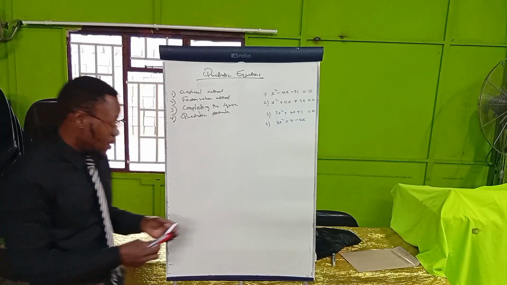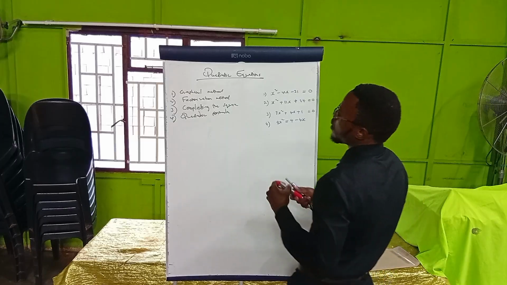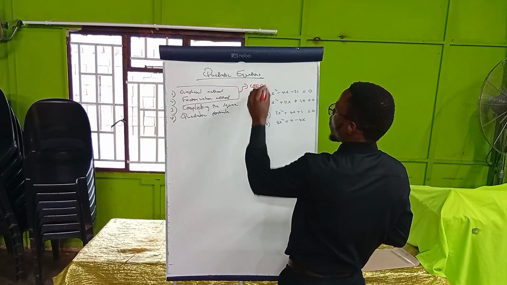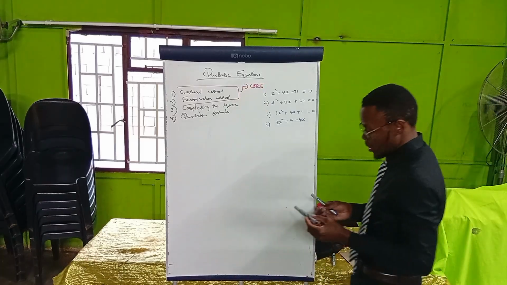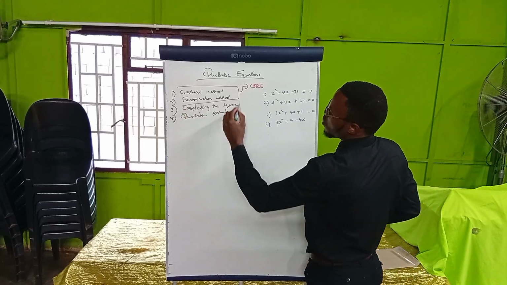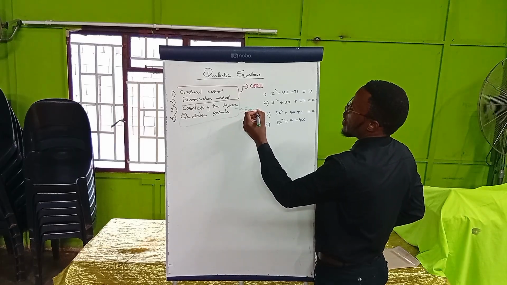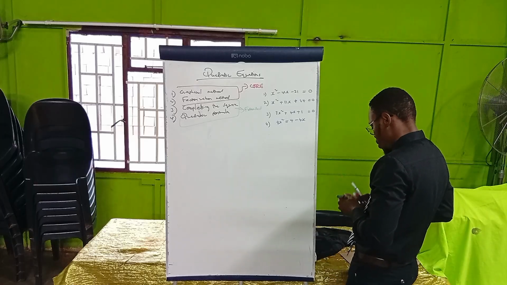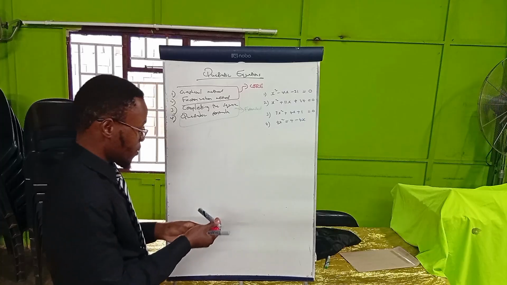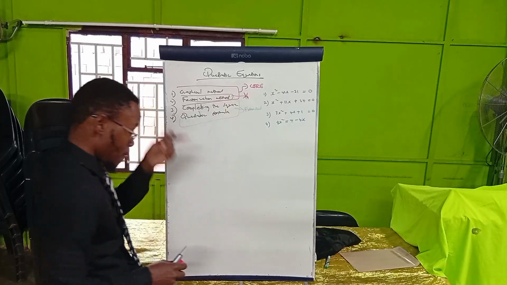Now, I should highlight that the first two are particularly done in the core curriculum. So this is basically core. And then in addition to these two, the extended learners will be expected to also know the last two, which is completing the square and using the quadratic formula. So for today, we'll be mainly looking at the second method, which is the factorization method. So this is what we shall cover.